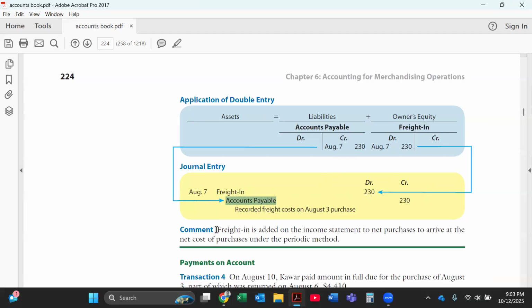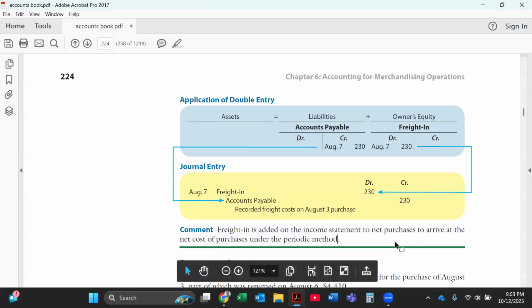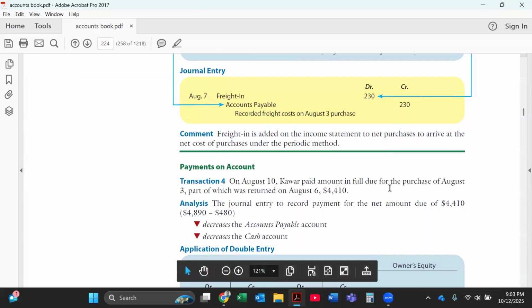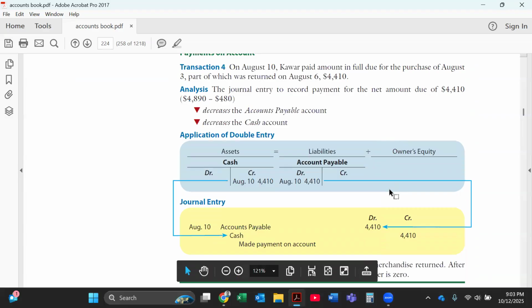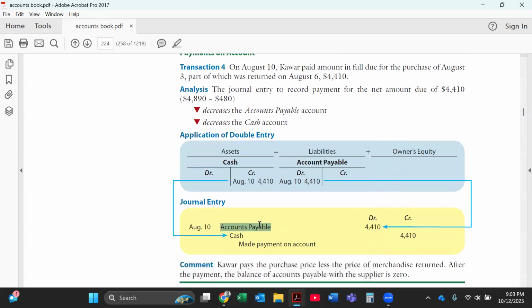All right. And like it said here, freight in is used on the income statement to net purchases to arrive at the net cost of purchases under the periodic method. When payment happens on account, it's the same concept. We still only make payments to accounts payable, so that does not change.